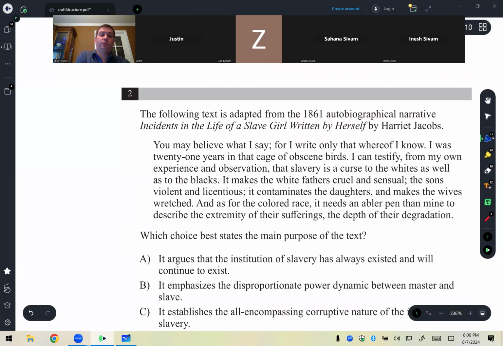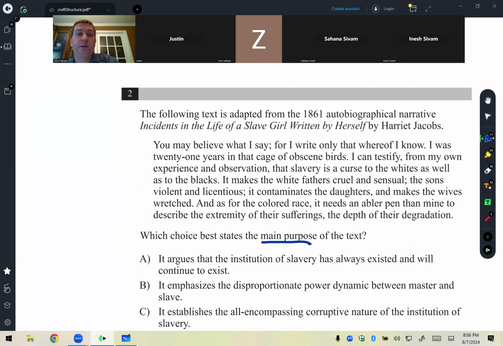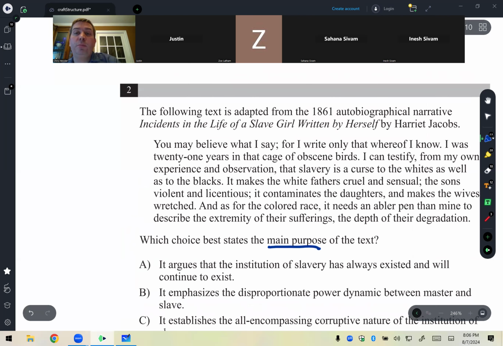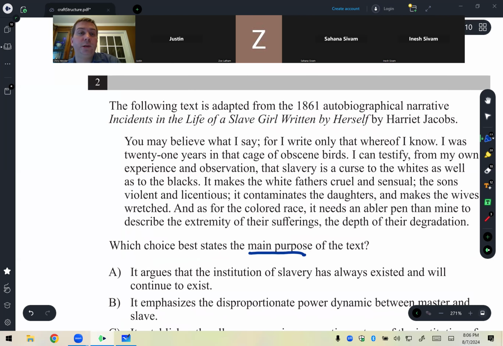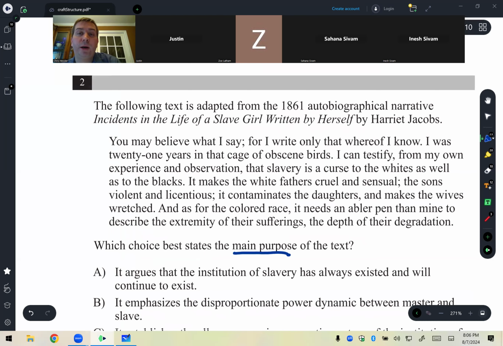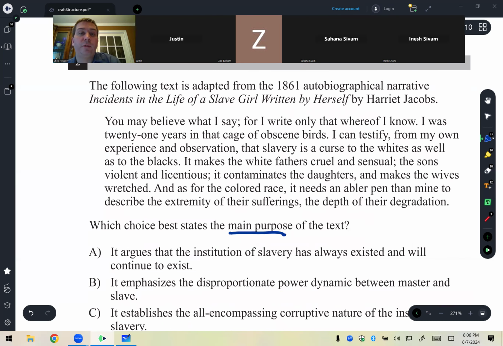It's a purpose question. So they want to know about the purpose of the text. So this is an autobiography. This is Incidents in the Life of a Slave Girl, written by herself. I'm going to read the excerpt and we have to identify the purpose. All right, here we go.